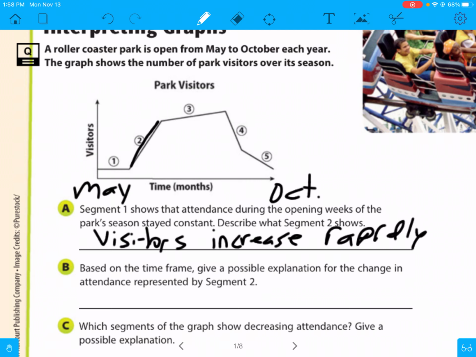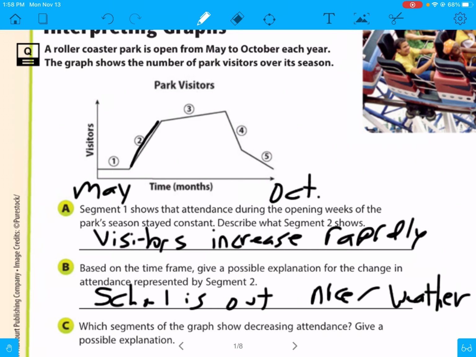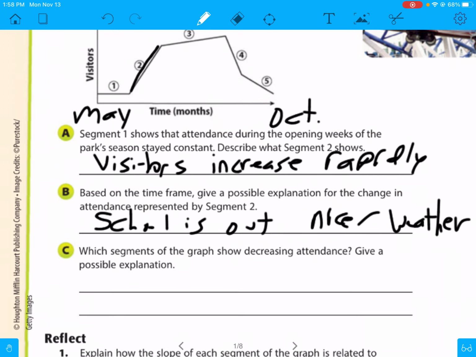Now, based on the time frame, give me a possible explanation for the change in attendance represented by segment 2. In the 1-2 block, we talked about maybe summer or school is out, and then nicer weather. So yeah, most people go to Six Flags or their theme parks when the weather gets nicer.